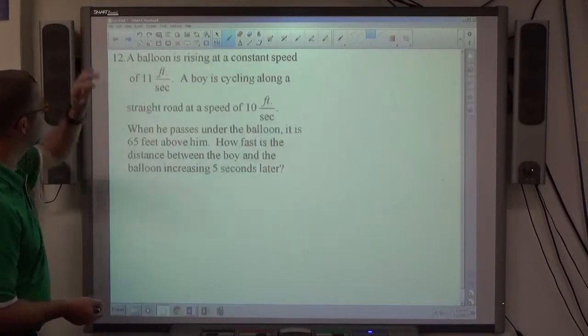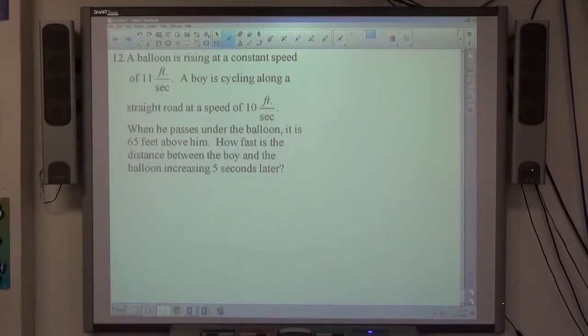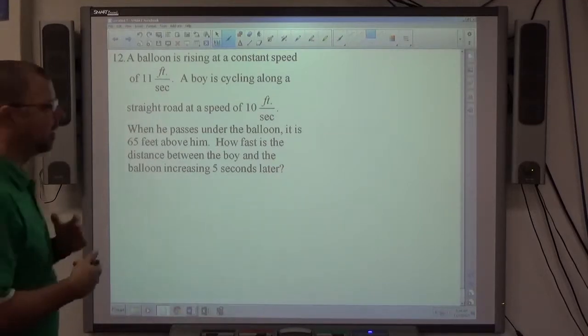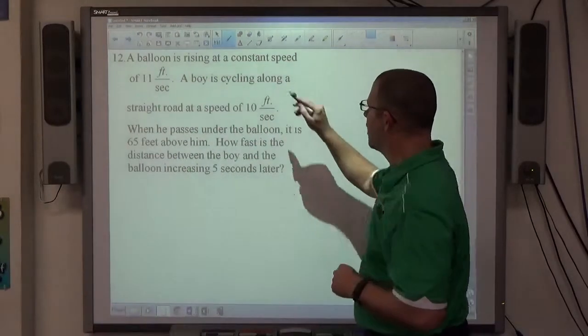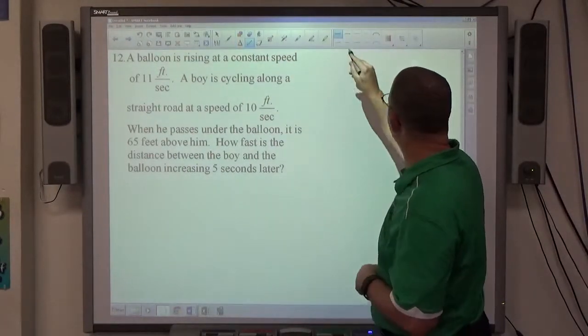Number 12. A balloon is rising at a constant speed of 11 feet per second. A boy is cycling along a straight road at a speed of 10 feet per second. When he passes under the balloon at 65 feet above him, how fast is the distance between the boy and the balloon increasing 5 seconds later? Okay, the hardest part of this problem is setting it up properly, so let's just do that real quick.